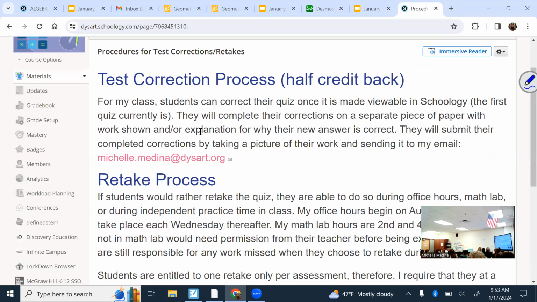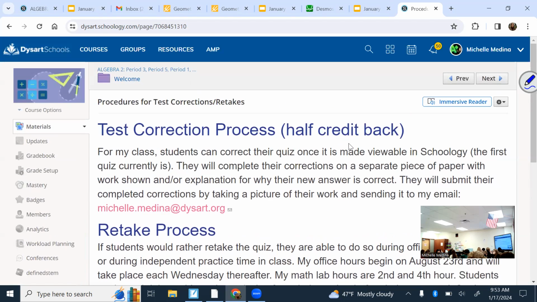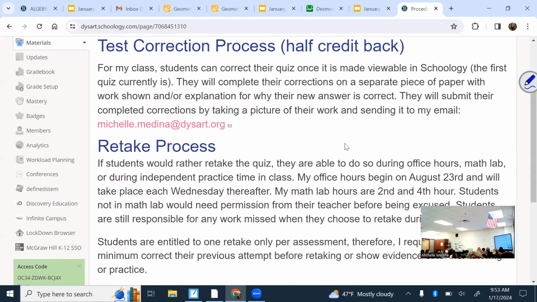All right, on your separate paper, do the corrections, show work or provide an explanation for why your new answer is correct. You don't need to rewrite the whole thing. I can see what you got wrong. And then you just take a picture, email it to me. If you want to do a retake for full points back, then come to tutoring starting next week on Wednesdays. But yeah, that's pretty much it. Questions?